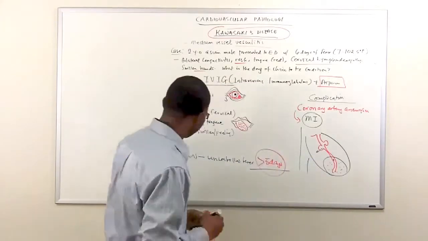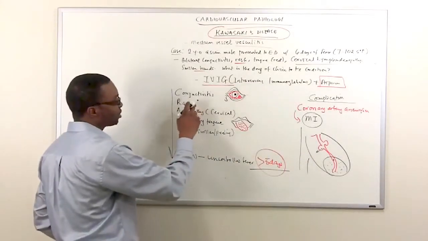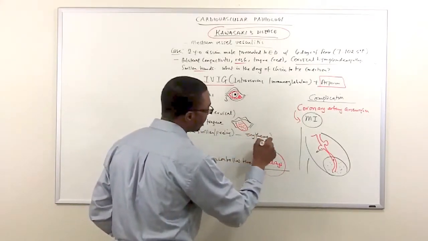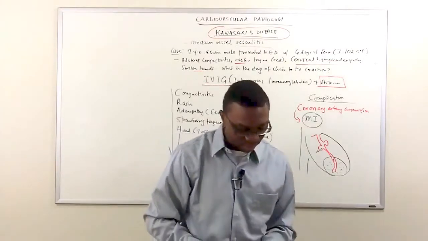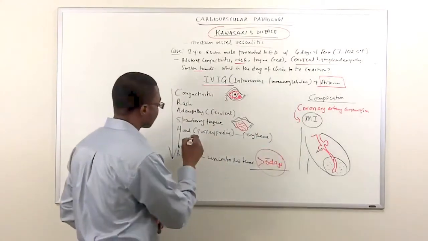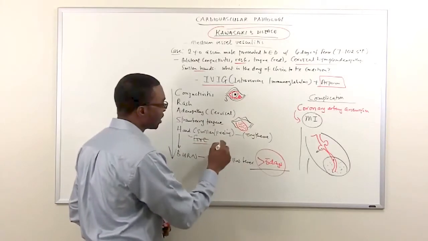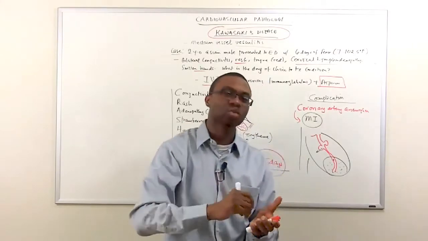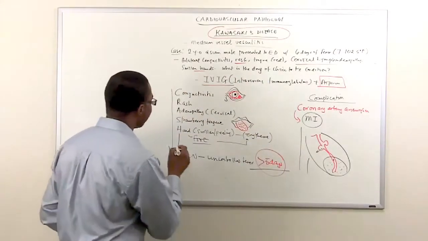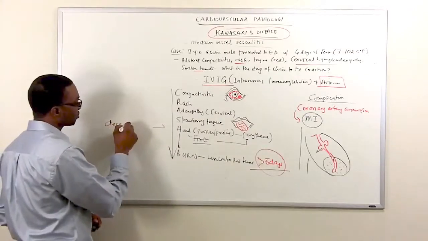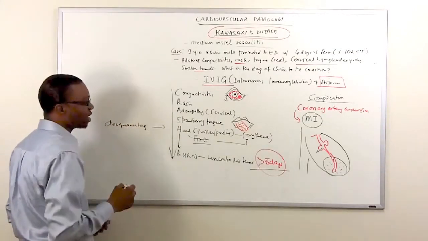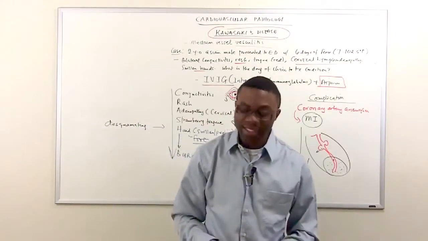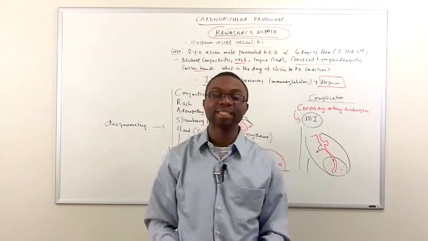So remember, conjunctivitis, rash, adenopathy, strawberry tongue, hands. They usually have erythema in their hands, and that's very important that you know that. Hands and feet, so we don't forget that. Hands and foot erythema with peeling from the rash. It's called a desquamating rash. Desquamating is just a fancy word for a rash that's peeling off the skin. And that's basically what Kawasaki's disease is.